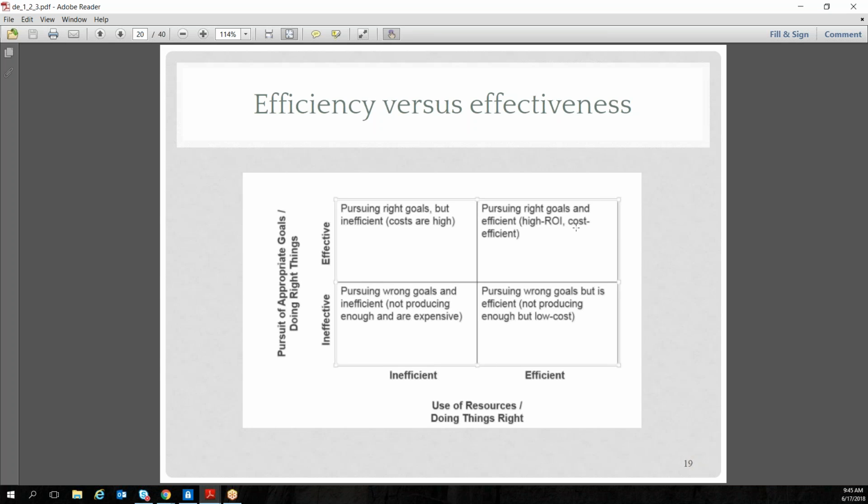The best case is when we are both efficient and effective. We are pursuing the right goals and we are efficient. The consequence is that our return on investment will be high and we will be cost efficient. Our car is eating less fuel, we are not stopping much on the road, and we are going at the right speed in the right direction. So our return on investment will be huge. Whenever you want to identify the difference between efficiency and effectiveness, you can refer to this chart and the car example. Make sense?